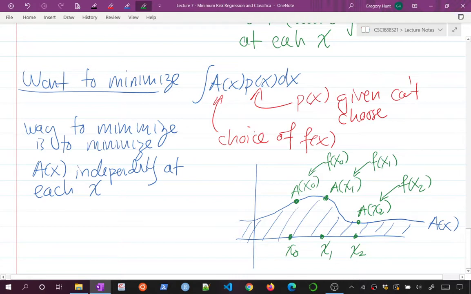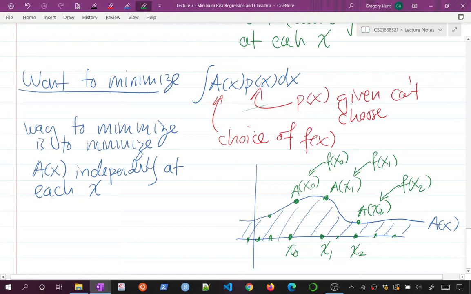And I'm allowed to choose these independently, right? So that was why I was making that huge point about choosing things independently. I'm allowed to set f of x naught, f of x1, f of x2. I can set them whatever I want, and they don't affect each other, right? So I can set them in any way I want. Setting f of x naught to one thing doesn't mean I can't set f of x1 to something else. I can choose them independently of each other. And so what I can do is I'm going to go through every single point here, every x on my x-axis, and I'm going to choose f at that corresponding point to minimize a, and that will minimize the integral.